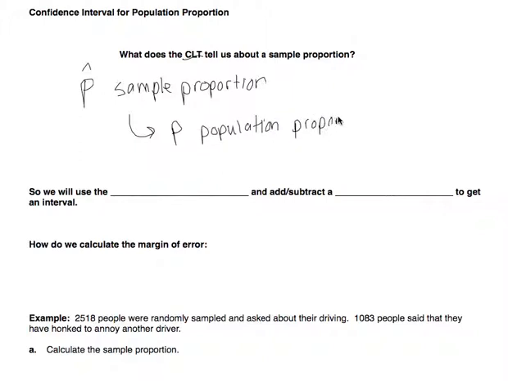Now there are some ideas here about the central limit theorem and what it tells us about the sample proportion. The central limit theorem, we know, connects this idea of a population and a sample. And can we look at a sample and use that to predict or infer about a population?